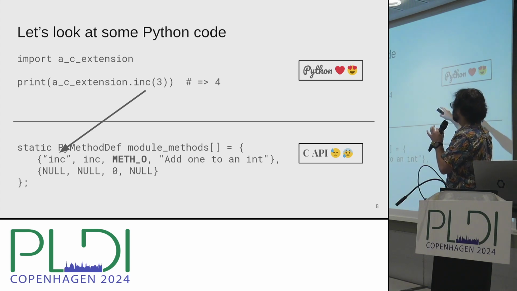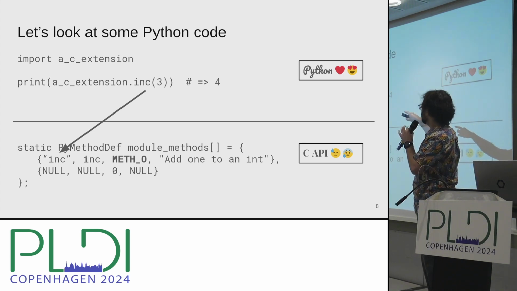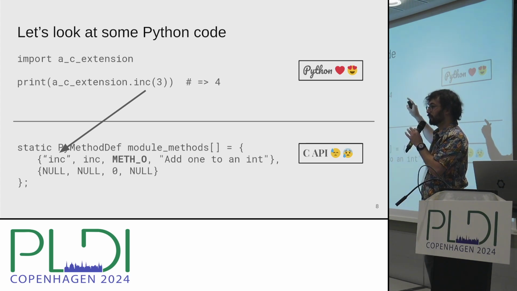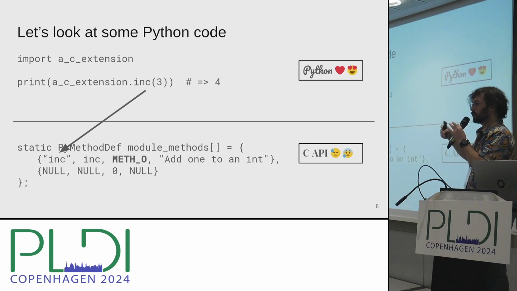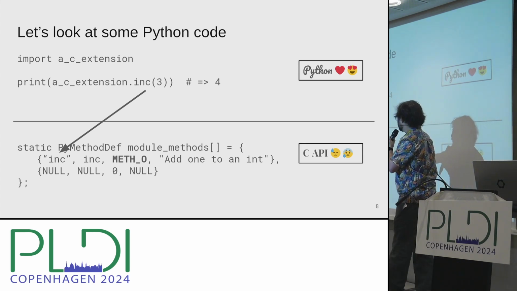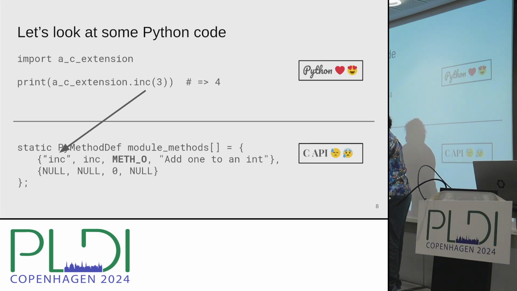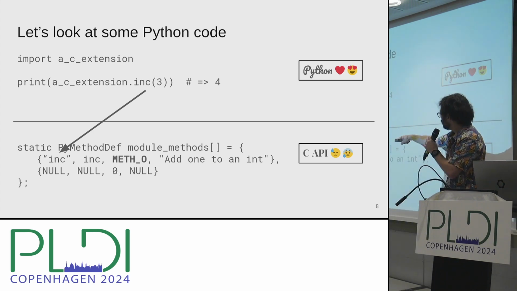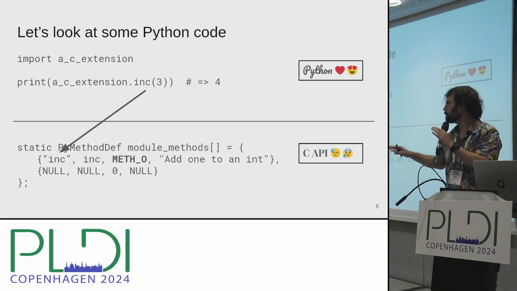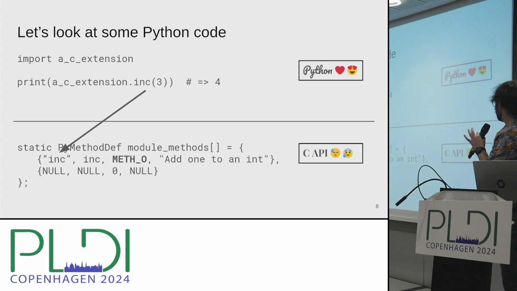You have a C extension. It's called AC extension because I'm very creative. It has an inc function that takes an integer, and it increments it. It returns a new integer with 1 added to it. So this is Python code. This is C API code. You can tell because this one has curly braces. And the way you register your functions is you have this array of structs, and it's the inc. So you've got an inc string, and it points to some function pointer, also called inc. And it has this thing called meth_o, which I've bolded. You don't need to worry about the specifics, but meth_o says it takes 1 argument. Okay.